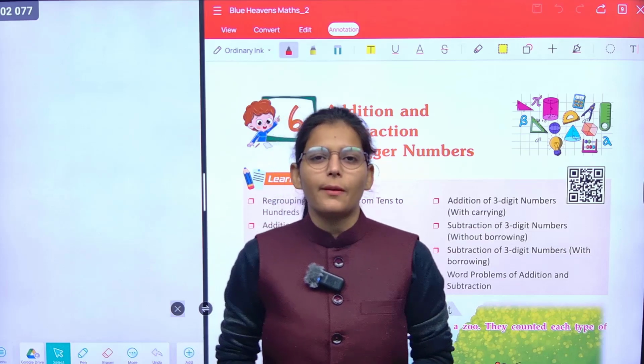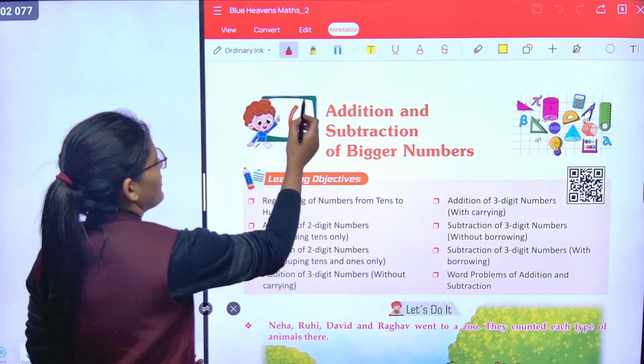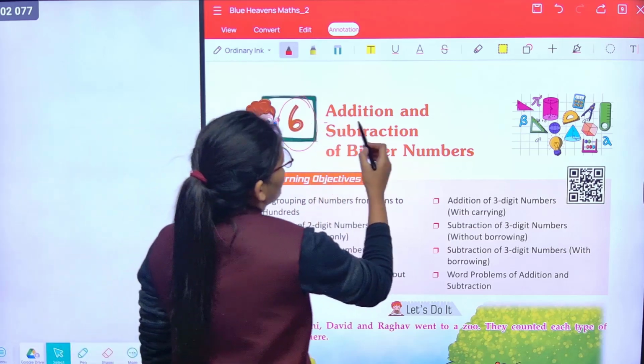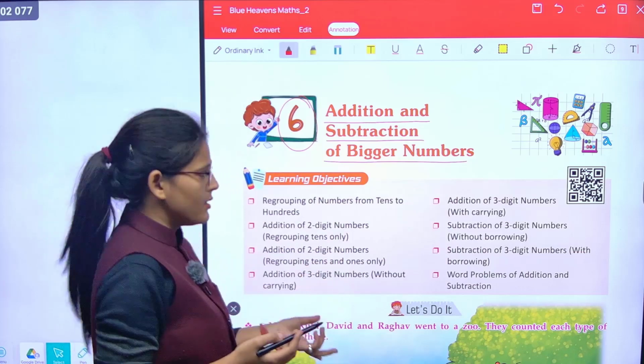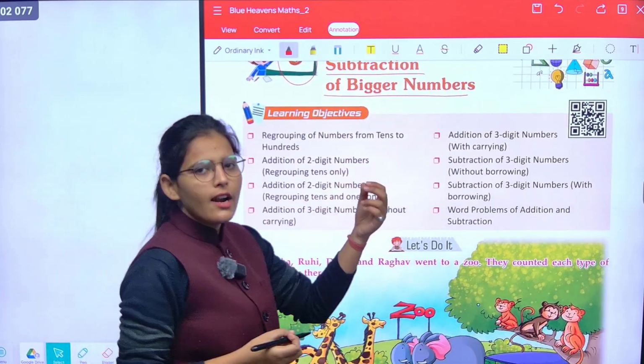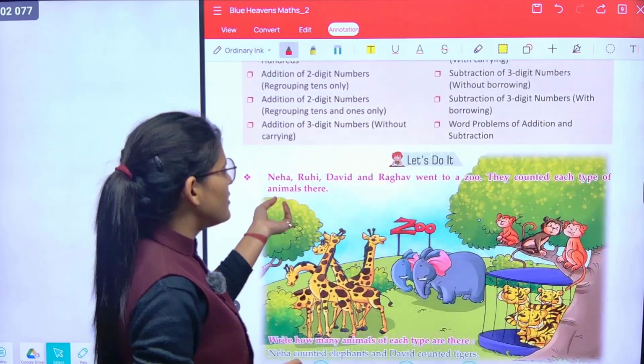Students, today we will learn chapter number 6, that is addition and subtraction of bigger numbers. So class, these are our learning objectives. Now let's start the chapter.